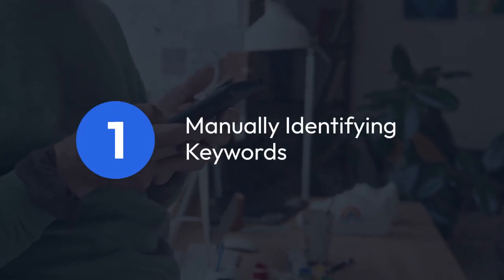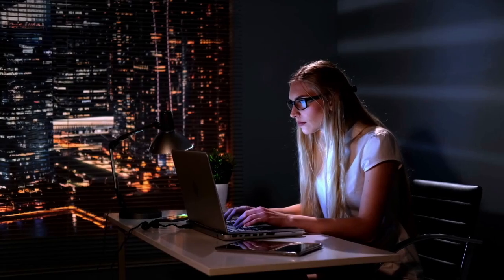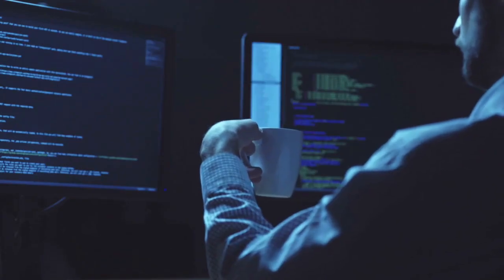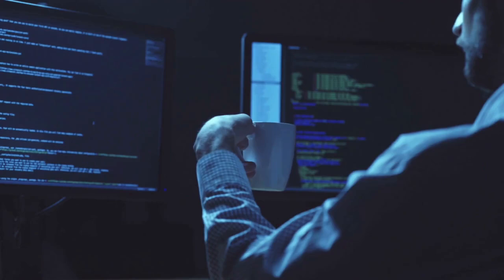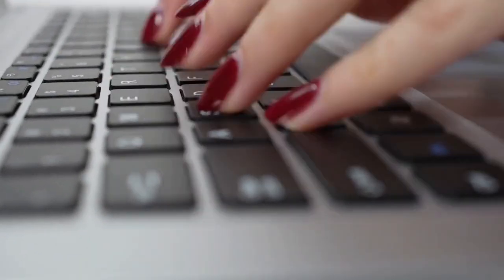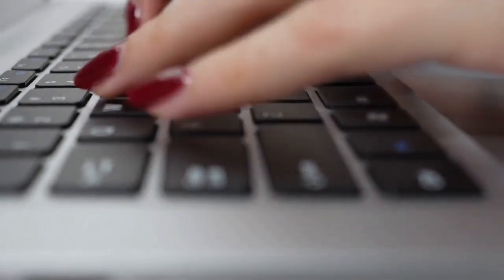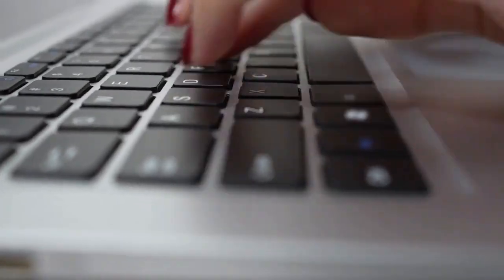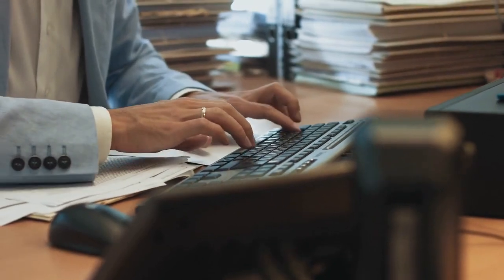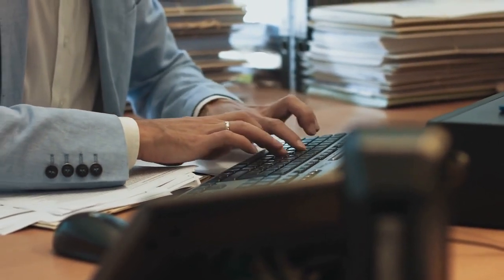1. Manually identifying keywords. This is the simplest method. Look at the URL itself. Often the URL contains words that clearly represent the website or page's content. For example, if you have a URL like www.example.com/bestrunningshoes, you could easily choose shoes or running as the word representing this link. The key is to select the word that best summarizes the link's destination.